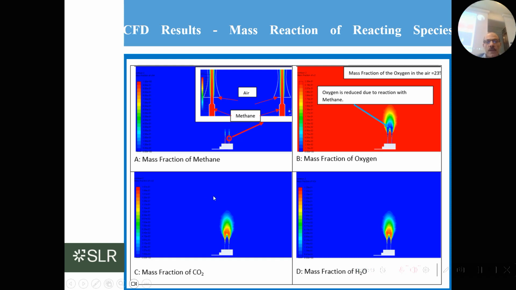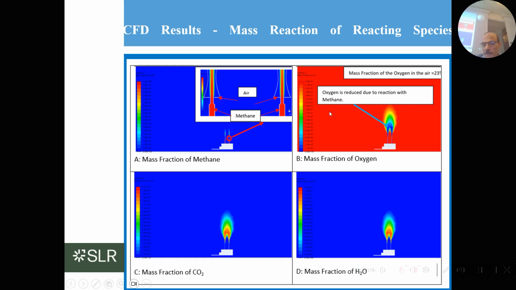This part of the results is shown in this slide. Figure A showing the mass fraction of methane. You could see pre-combustion, we got 100% of methane, and then it starts to mix with the air, and then the mass fraction of methane just starts to reduce gradually once the chemical reaction starts.